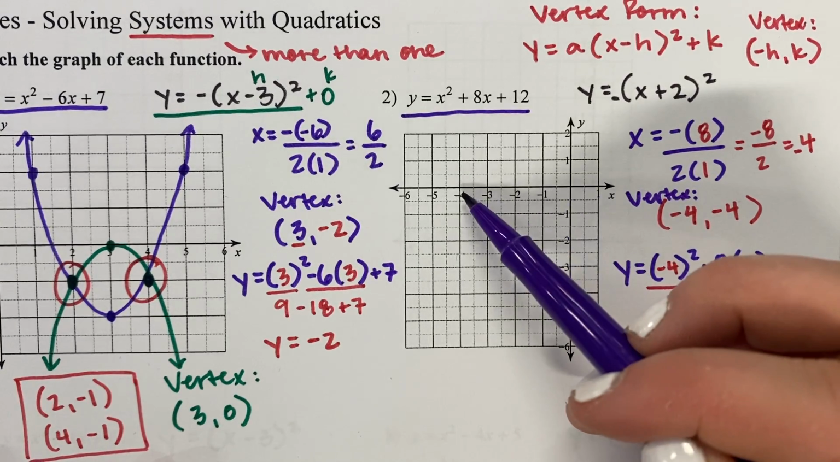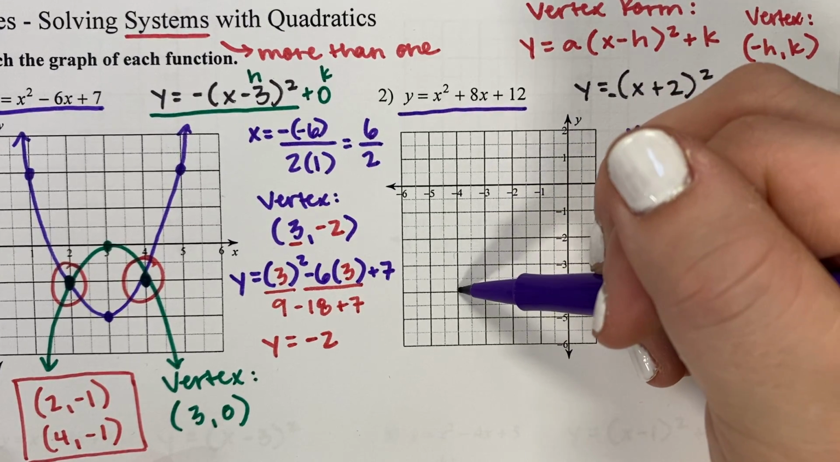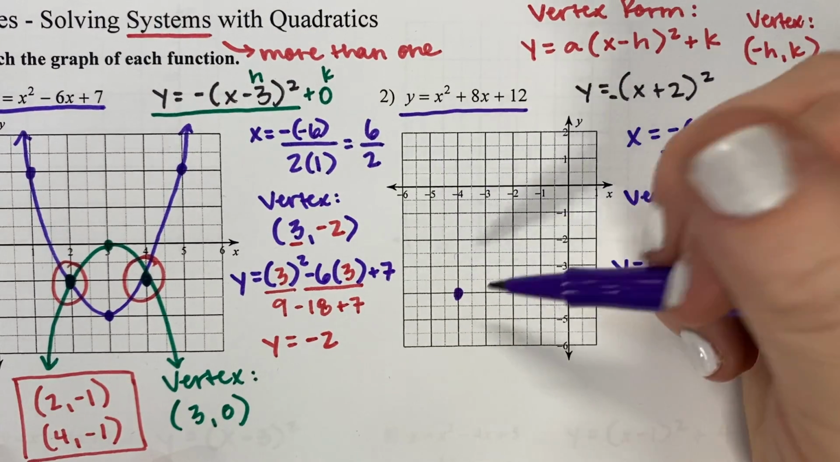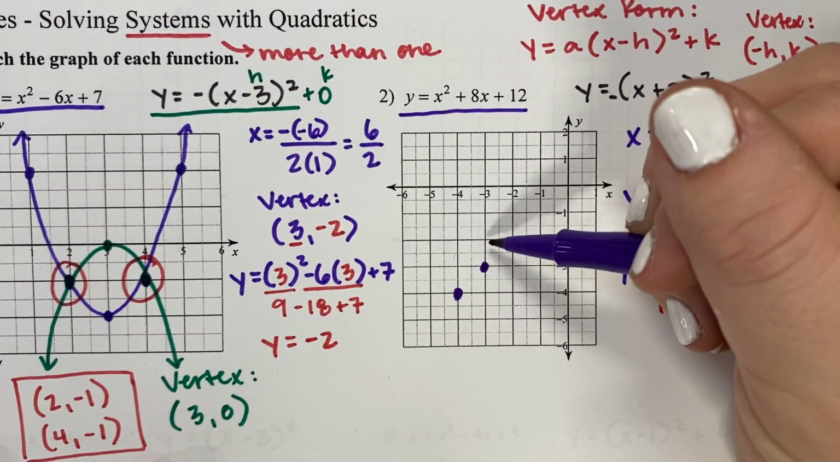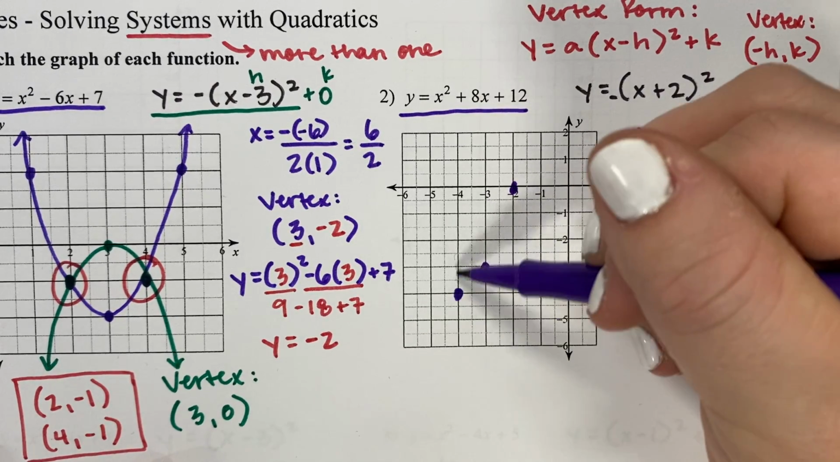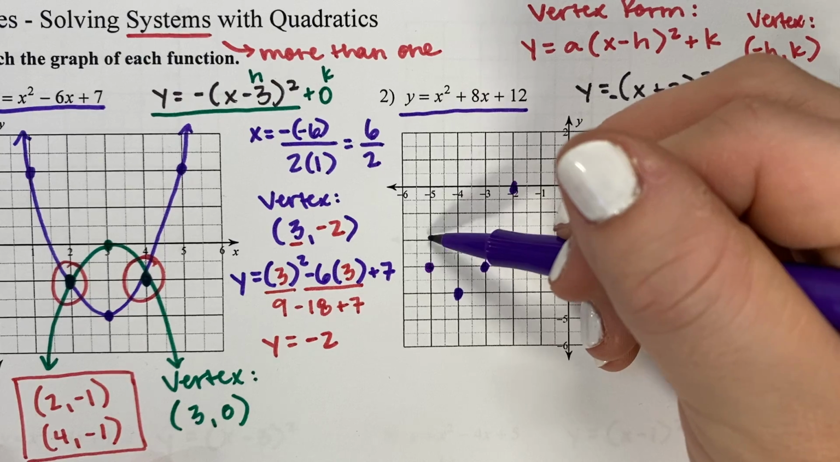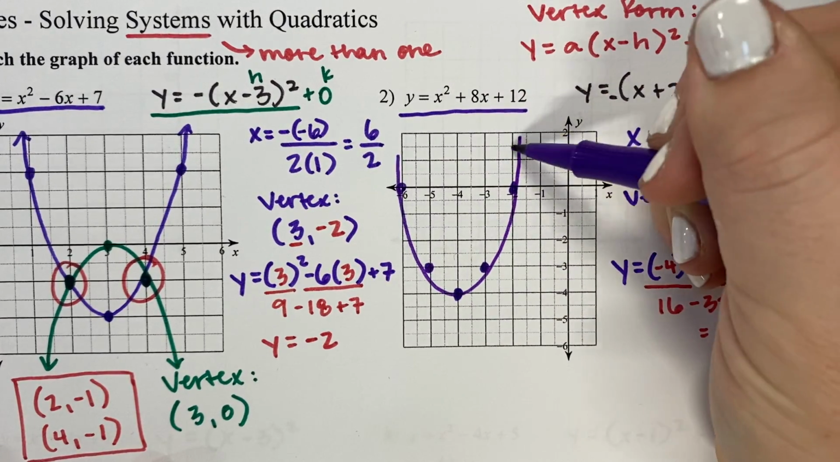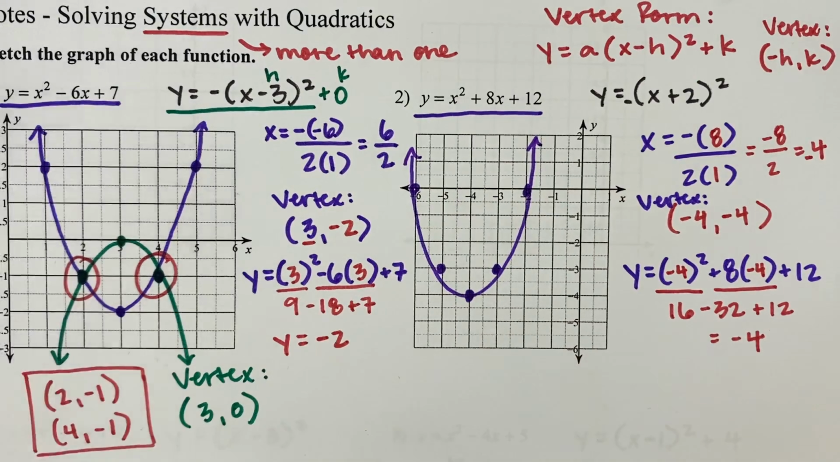I'm at negative 4, down to negative 4, and there we go. There's no negative in front, so I can go up 1 over 1, up 3 over 1: 1, 2, 3 over 1. Up 1 over 1, and up 3, 2, 3 over 1. And there's my parabola for my purple guy.